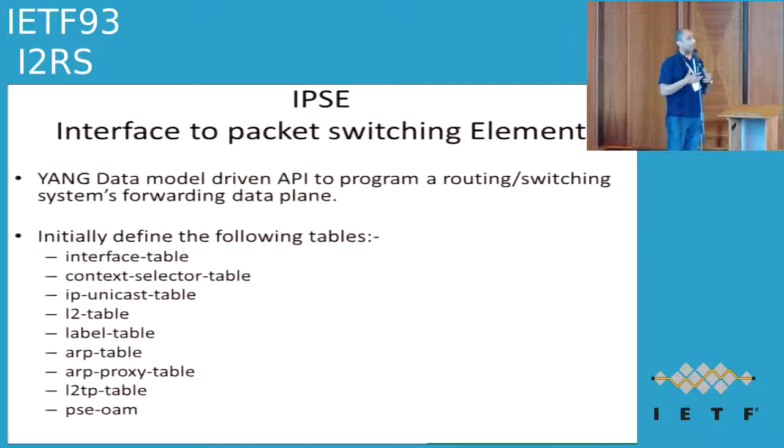As mentioned, this is a collection of data models. We have identified the different modules that are needed, or this is the initial set of modules that are needed to perform, again for a given packet switching element, the layer 2 VPN, EVPN, or layer 3 VPN function. So those are what we define initially as the tables needed. We are talking about the interface table, context selector table, IP unicast table, layer 2 table, label table, and so on, including OAM as well. Those tables can serve not only for the provisioning of the routing table and the interface table, but as well for notification and so on.